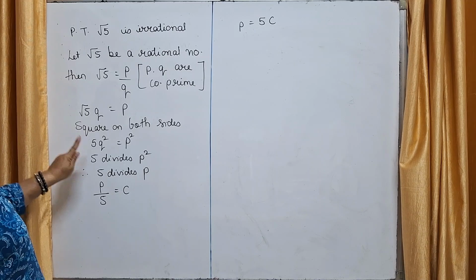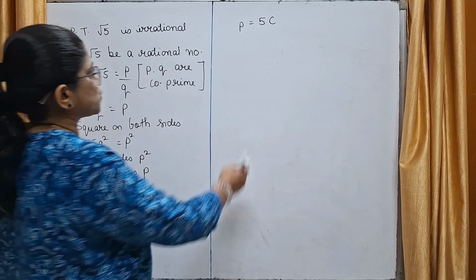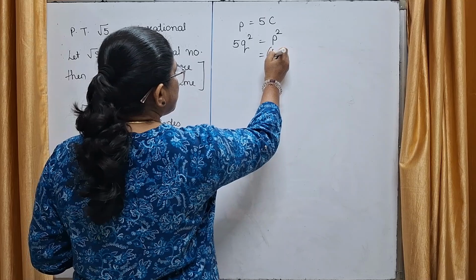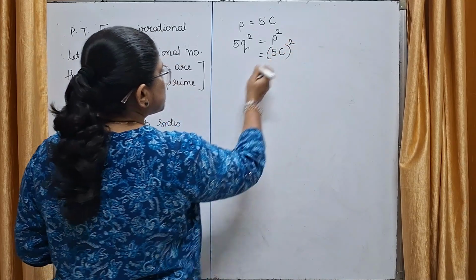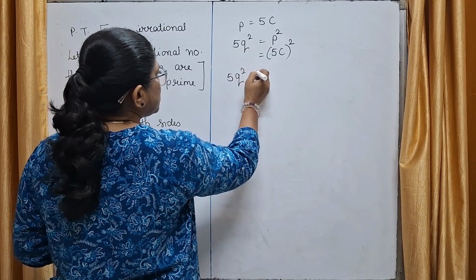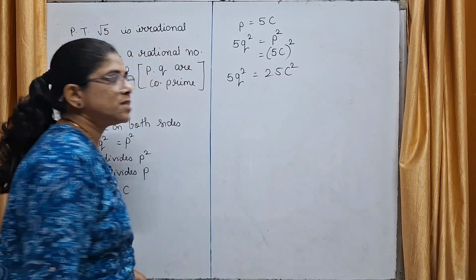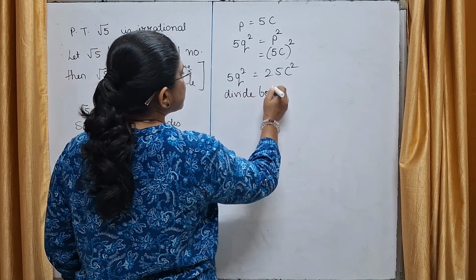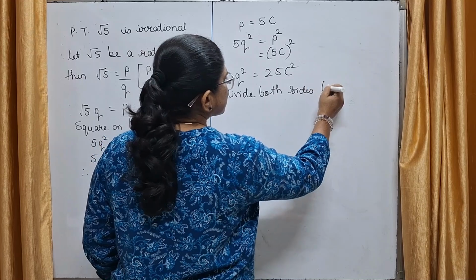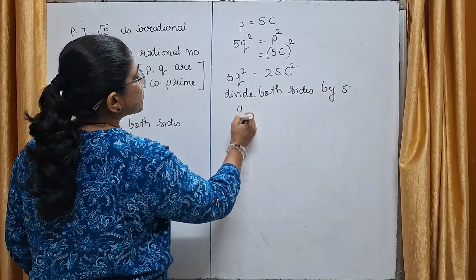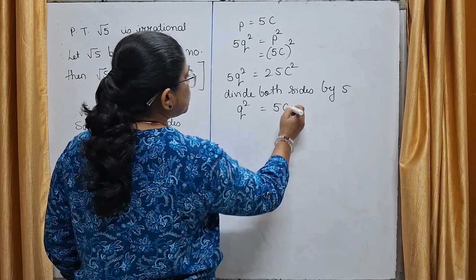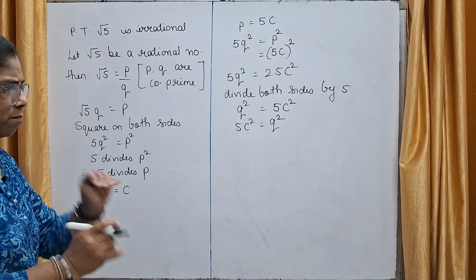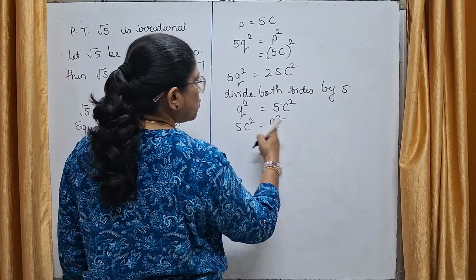Now here what we have, 5Q square is equal to P square, and now our P is 5C. We will square this. So we get 5Q square is 25C square. We will divide both sides by 5. So we get Q square is equal to 5C square. Means 5C square is equal to Q square. Means what we can say now, 5 into C square, we get Q square.